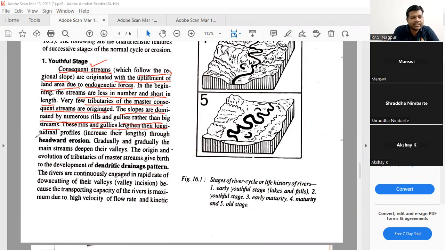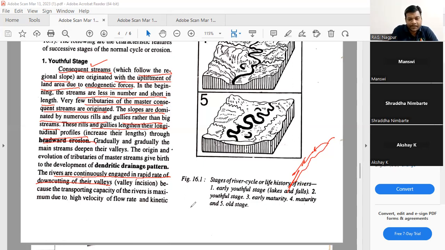These rills and gullies lengthen their longitudinal profile through headward erosion. So there will be headward erosion, because the slope is higher. The gradient is higher, and due to this higher gradient, the water will come down at a rapid rate, and this faster rate will give rise to active down cutting. The rivers are continuously engaged in a rapid rate of down cutting of their valleys.